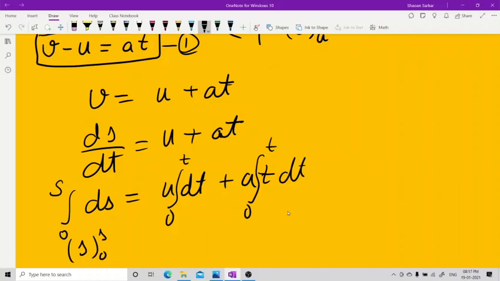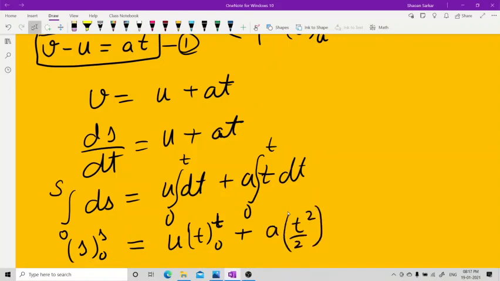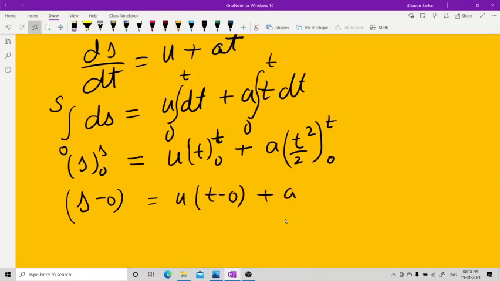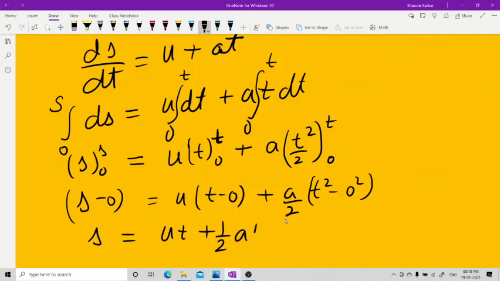You know why this integration is coming out to be s. I've told you number of times. Now you can do it on your own. Ut, now 0 to t. In my earlier videos, you check the third lesson of integration and differentiation, you will be able to understand this. If you have still not understood this, then it is t square by 2. You will take the lower limit and the upper limit. Now you will put the values. s minus 0 is equal to ut minus 0 plus a by 2 you take out, t square minus 0 square. Now you have s equal to ut plus half at square. This is your second equation of motion.